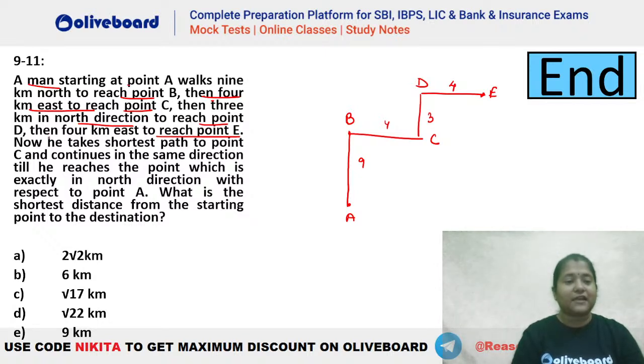Okay, after that, now he takes the shortest path to point C. So you can see from E he takes the shortest path to point C. That is this distance, right? What is the shortest path? It is always the direct line joining the 2 points. So you can see if this is 3, this is 4, that means this has to be 5. Pythagorean triplet. Okay. And what is given, and continues in the same direction till he reaches the point which is exactly north with respect to A. So you can see he reaches this particular point. Let's say this particular point he reaches.